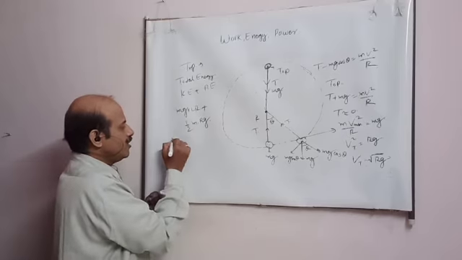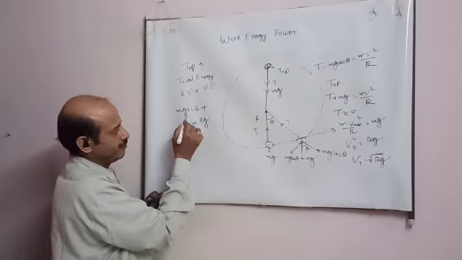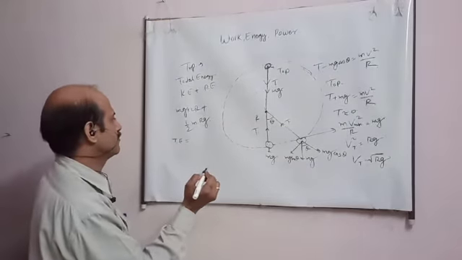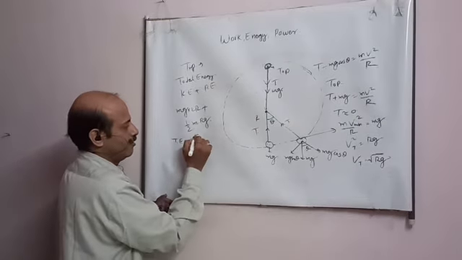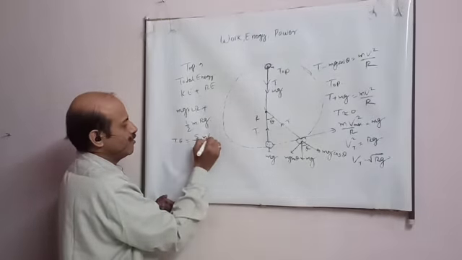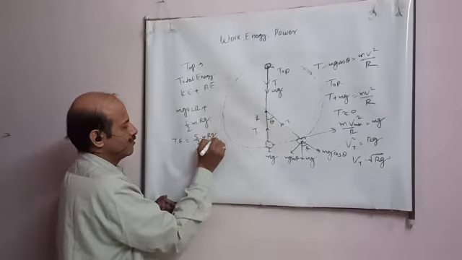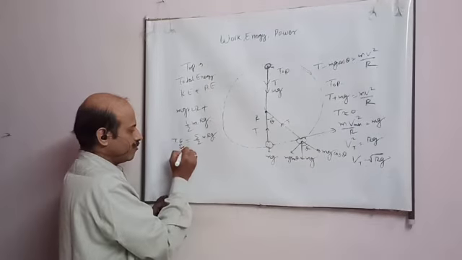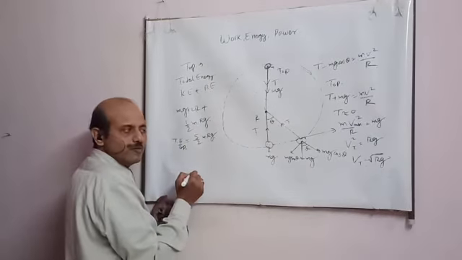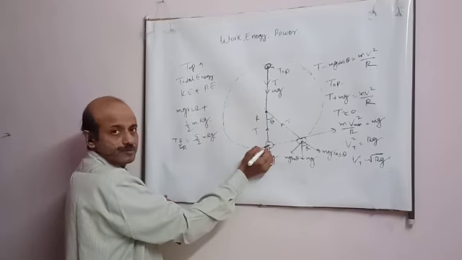So the total energy at the top comes out to be 5/2 mr, student. This is at the top. Now student, what is the velocity at the bottom here?